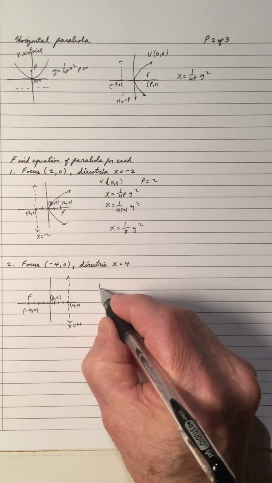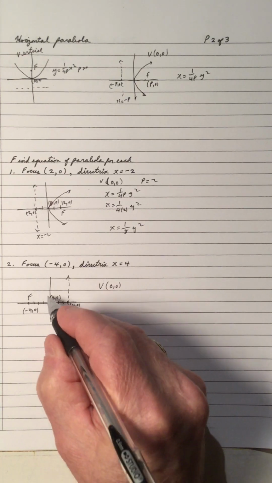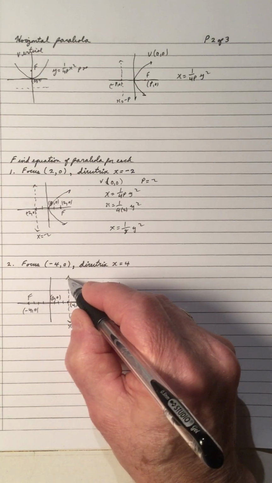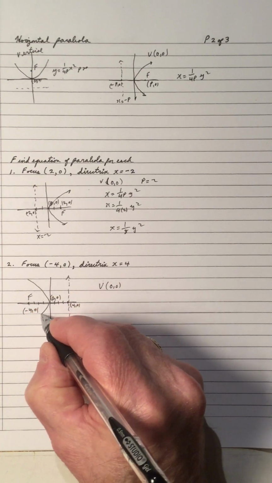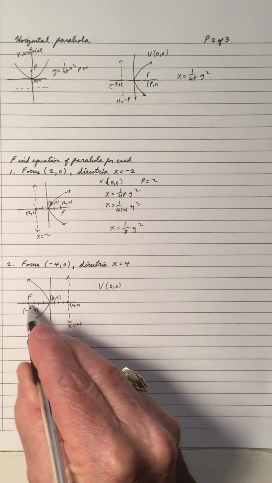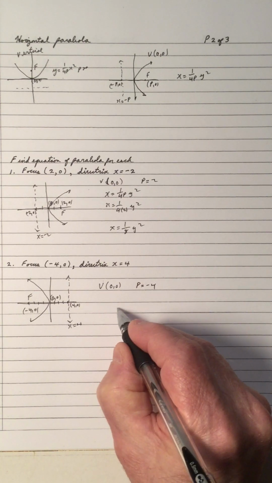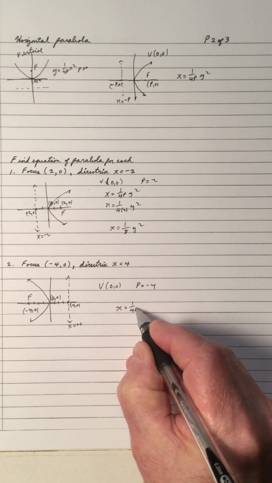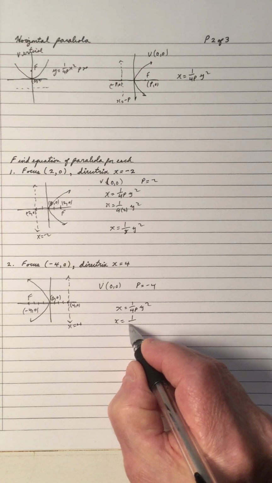So the vertex of this parabola is 0, 0, and the focus is inside, so the parabola can't go this way because that's cutting the directrix. So the parabola has to go this way. So that means the distance from the vertex to the focus is negative 4, so that means p is negative 4. So the equation is going horizontal, so it's x equals 1 over 4p y squared, and p is negative 4.